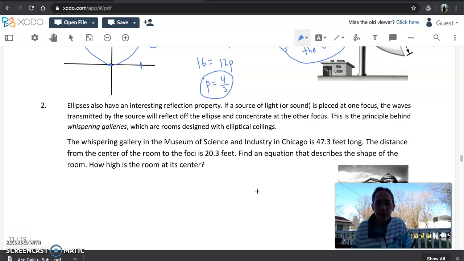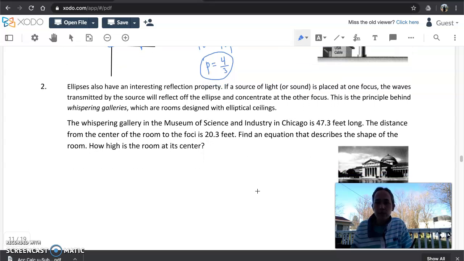Ellipses also have this reflection property. If a source of light is placed at a focus, the waves will reflect off the ellipse and concentrate at the other focus, because ellipses have 2 of them. This is the principle behind a whispering gallery. I don't know if you've ever been to one, and there's one in the Museum of Science and Industry in Chicago. If you've never been to Chicago, highly recommend it. One of the cool stops there is this crazy museum. We have the dimensions of the whispering gallery in this museum, and it's supposed to be shaped like an ellipse.